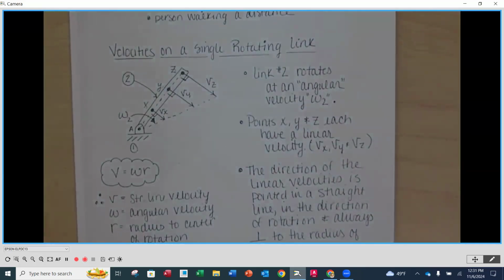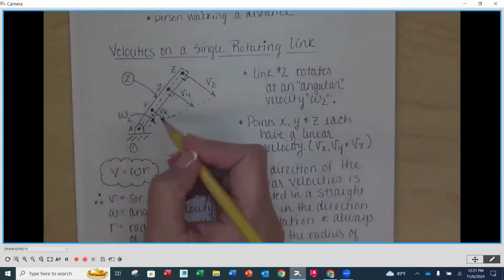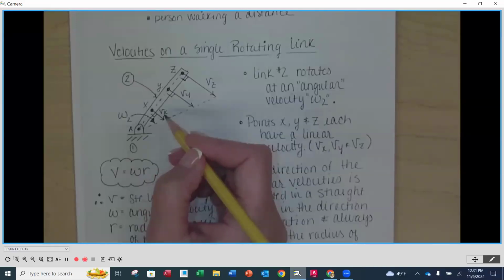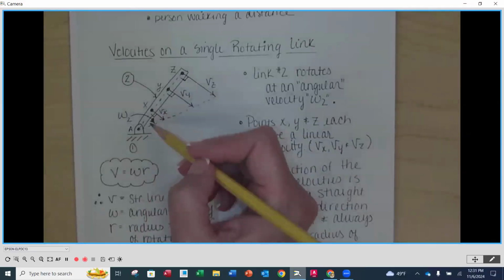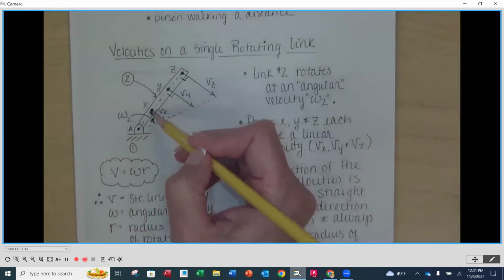Now, the question, though, or another relationship that we see, is that the velocities are also perpendicular back to their radius of rotation.